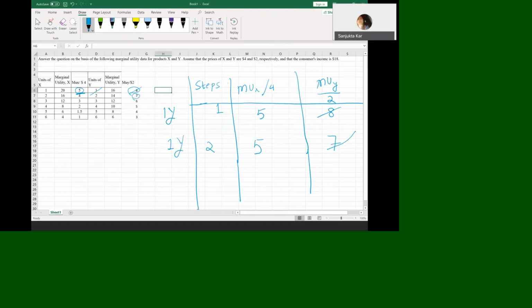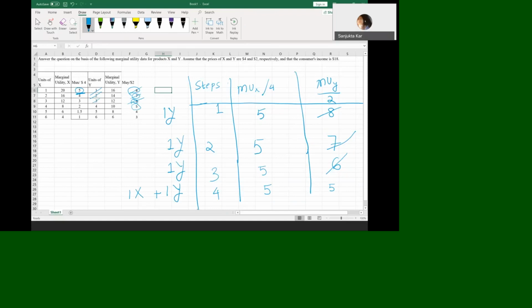So strike this out. Now step 3, I'm going to compare again 5 to this number, which is 6. Even in step 3, the consumer will purchase 1 unit of Y. So I'm going to take this off. Now step 4, I have this is 5 and this is 5, so 1 unit of X plus 1 unit of Y. That's like the consumer optimizing condition.